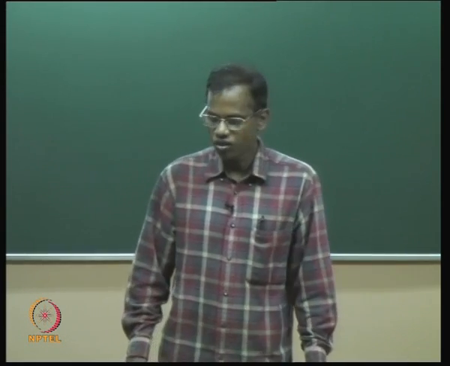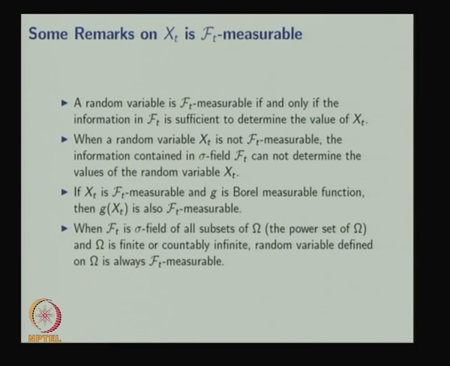Some remarks on X_t being F_t measurable. The first remark: a random variable X_t is F_t measurable if and only if the information in F_t is sufficient to determine the value of X_t. F_t is nothing but the collection of the information up to time t. So whenever we say the random variable is F_t measurable, it is if and only if the information in F_t is sufficient to determine the value of X_t.